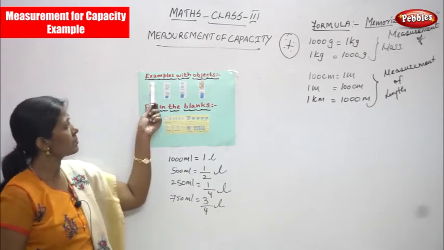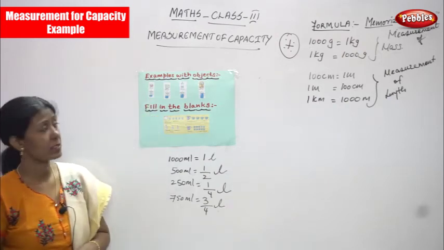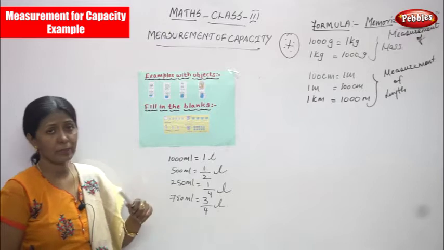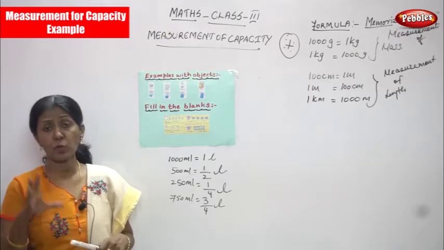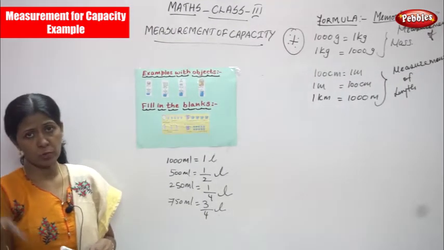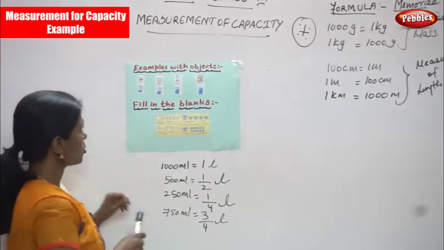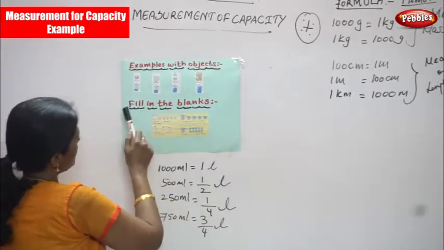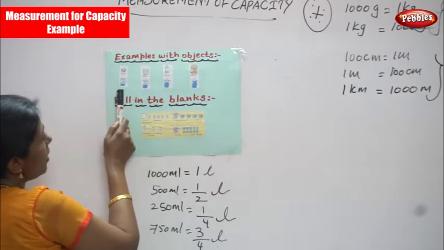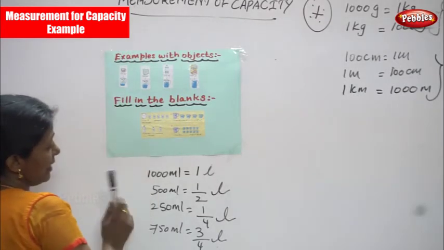Now we are going to see some examples of measurement of capacity. Capacity means we measure only liquids. An example with an object is half a liter, which means 500 ml.